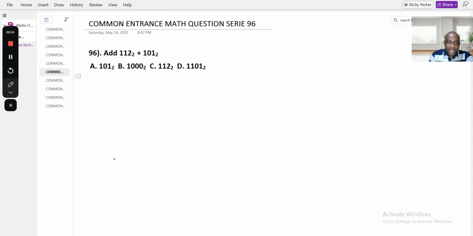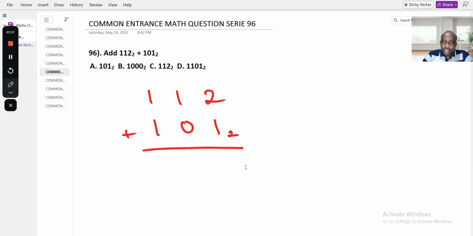Add 112 in base 2 plus 101 in base 2. To add this one, you will just need to be doing what? Let me first write out the question. 1, 1, 0, 1, base 2. Now we want to add this together. If you want to add this together, you will first add it together, and you do what? You will divide it with the base, and you will not write the answer. It's only the remainder you'll be writing.